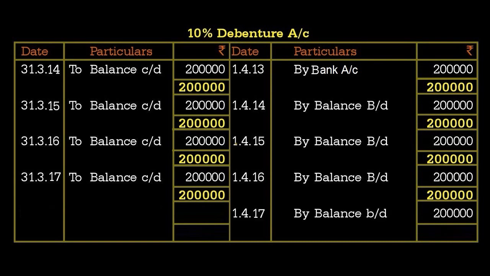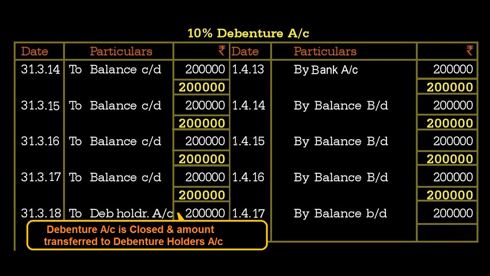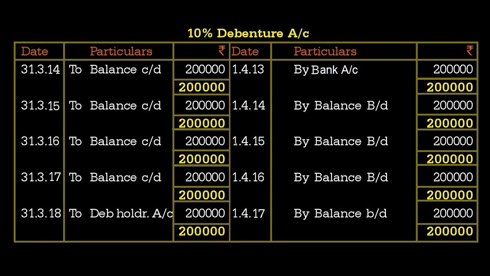After that we come to the last year. The last year is 2018, 1/4/2017 to 31st/3/2018. So in the last year, by balance brought down is the same 2 lakhs. Then the account will be closed by transferring the final balance to the debenture holders account. So last year it is to debenture holders account 2 lakhs. We are going to pay debenture holders at the end of the 5th year. That will be the first account. Everywhere the total is 2 lakh, that is the nominal value or the face value of the debenture.